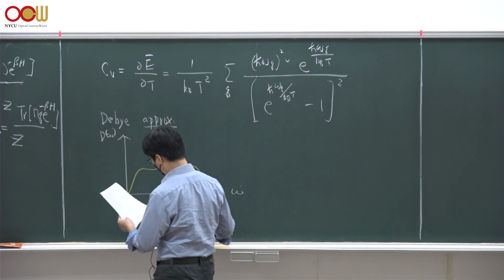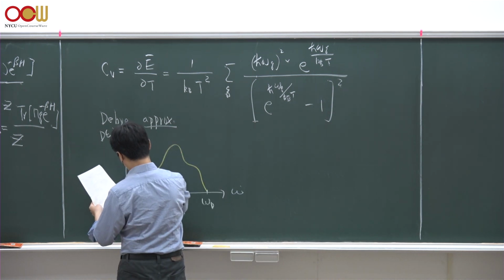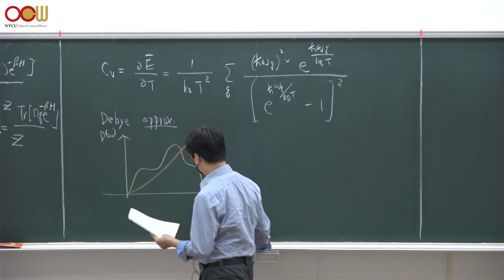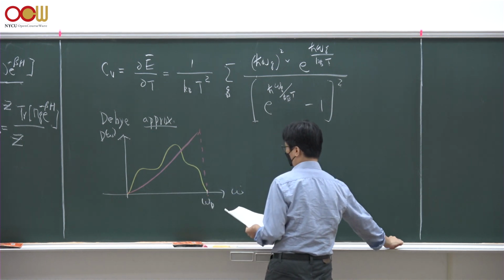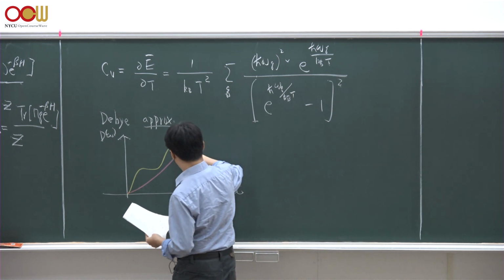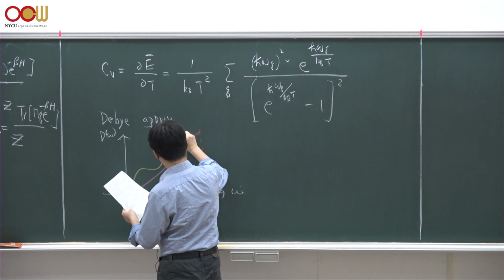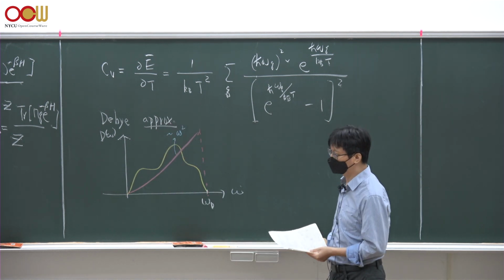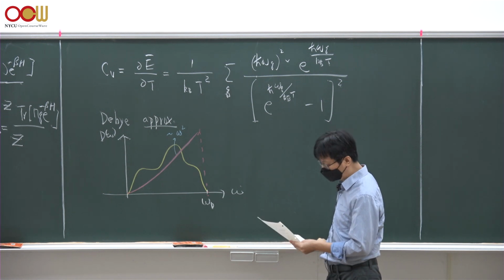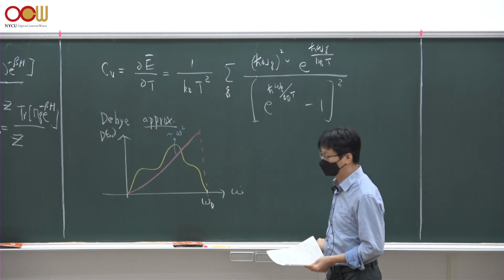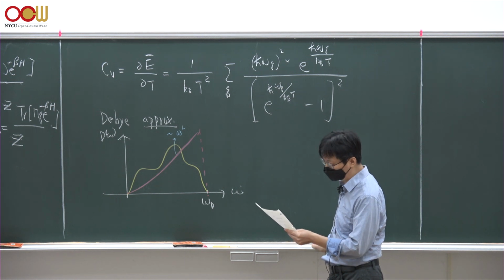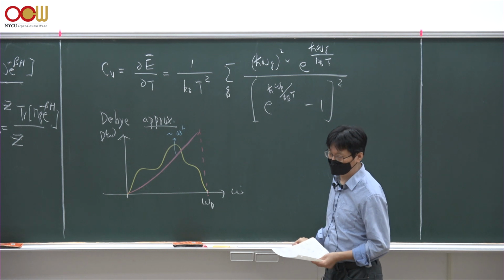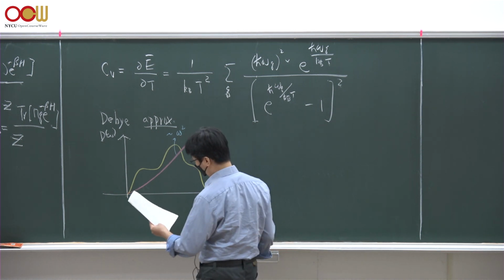But we could fairly reasonably approximate this density of states in a quadratic form, so that the red curve is a Debye approximated density of states, which is proportional to omega squared. Of course, this is an approximation, but how good is it? It turns out that this approximation is really good to model the thermodynamics of phonon contributions for different solid-state materials.